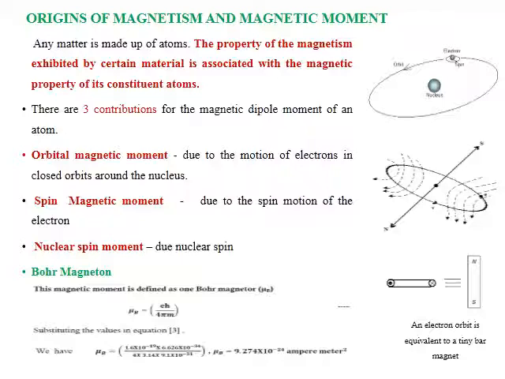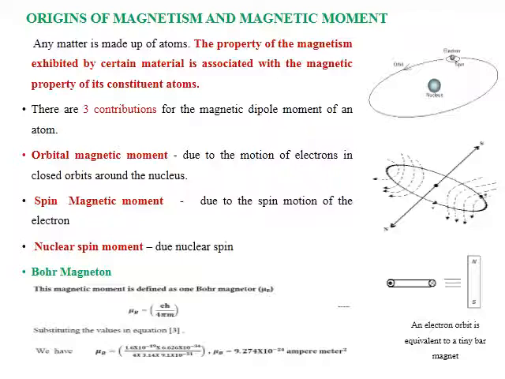So as an atomic system, the magnetic moment of the atom will be contributed by these three distinct processes. Of these three, the third category, nuclear spin moment, will contribute very little compared to the other two processes, so it can be neglected from the consideration. So in general, the magnetic property of the constituent element is achieved by the two distinct motions of the electron. One is orbital motion, another one is spin motion.